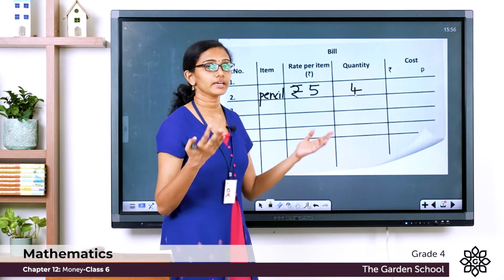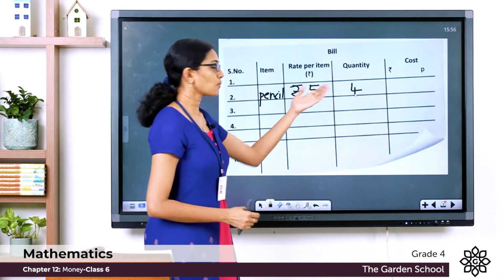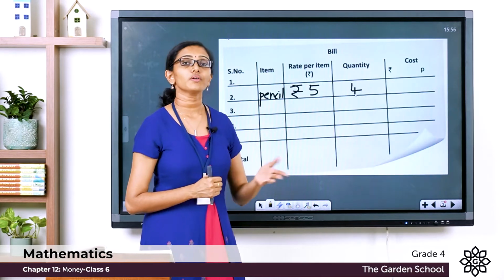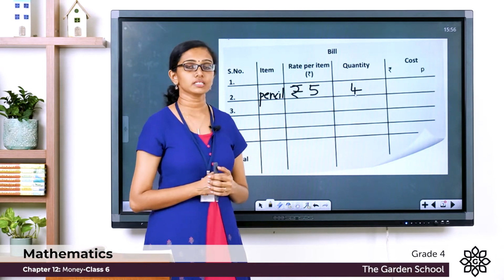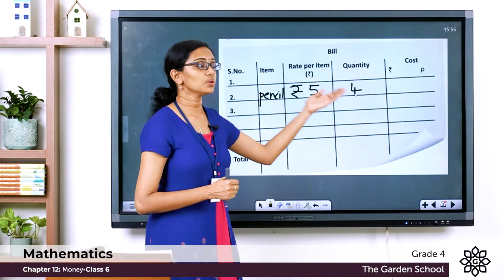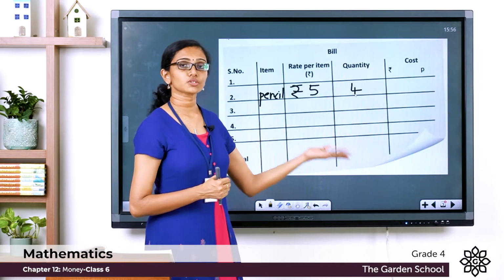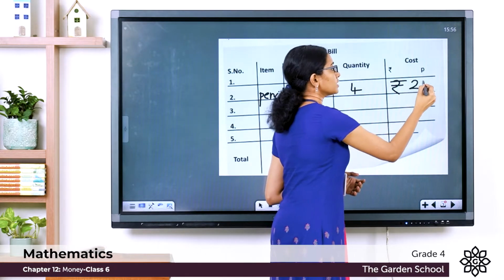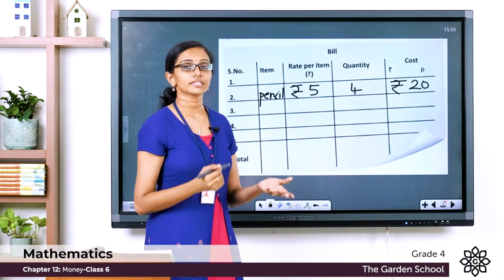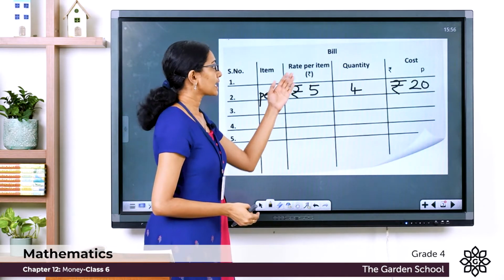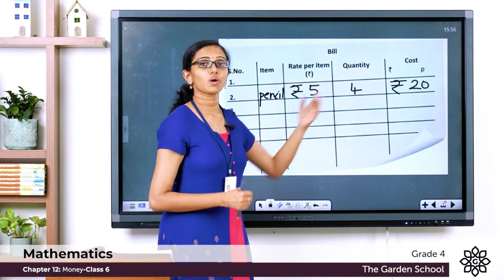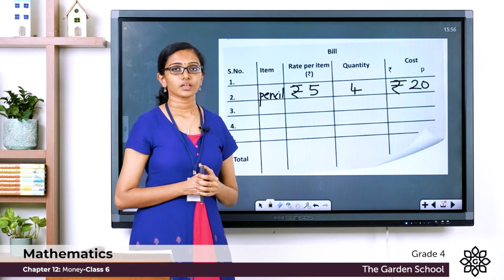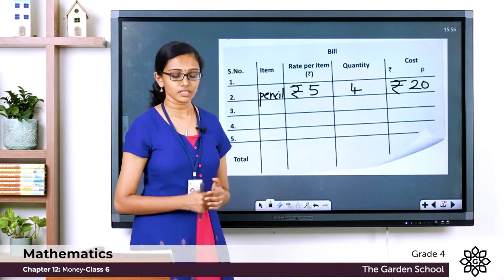Now can you tell me what is the cost of 4 pencils? If 1 pencil costs rupees 5, what will be the cost of 4 such pencils? It would be 4 into rupees 5, or a total of 20 rupees. So, in general, you can say the cost of an item will be equal to the rate per item into the quantity of that item. Thus, multiplied by this. Now, we will see more examples.